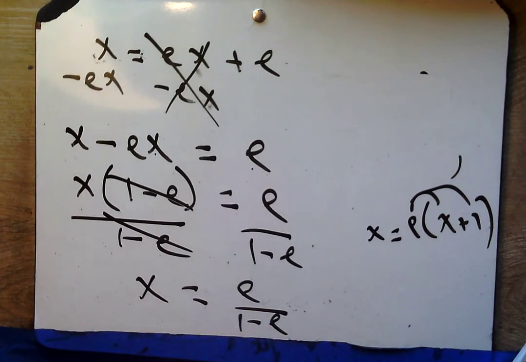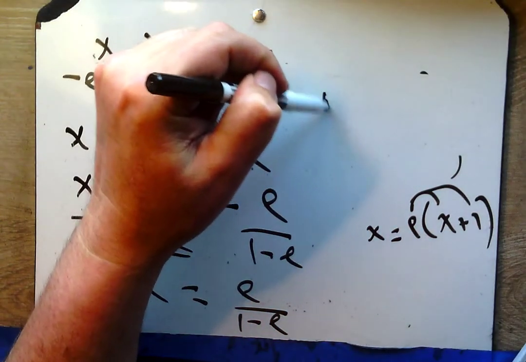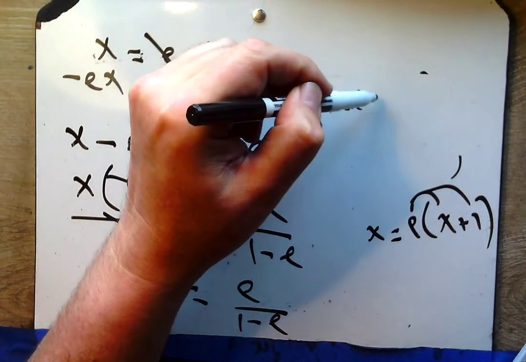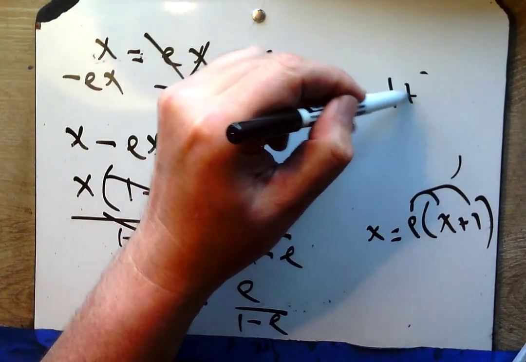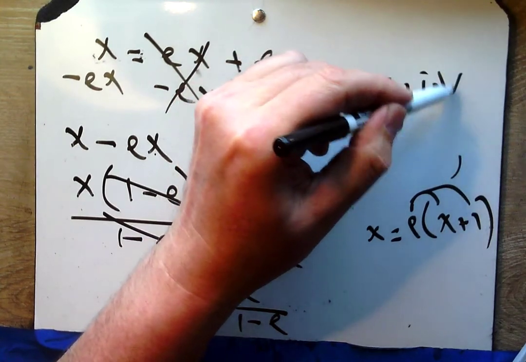Now, this started off as a log function, ln of x equals 1 plus ln of x plus 1.